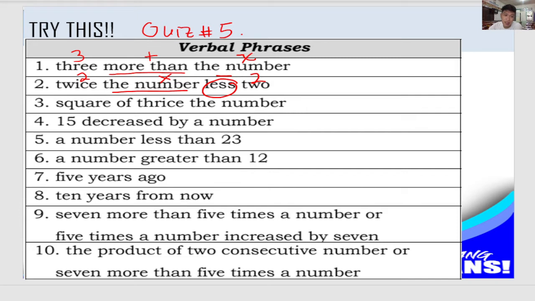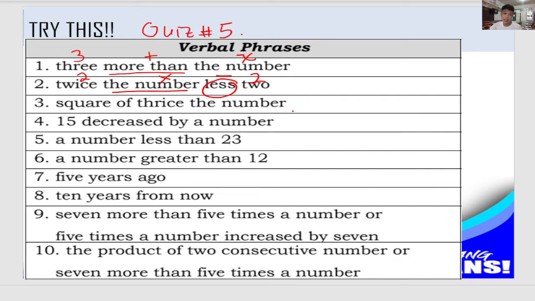Okay, 15 decreased by a number. Decreased is minus, by a number is x. So, the word is by a number. Okay? So, by a number is minus mo lang siya ng x. So, 15 decreased by a number. 15 minus x. Okay? So, that's another 2 points.